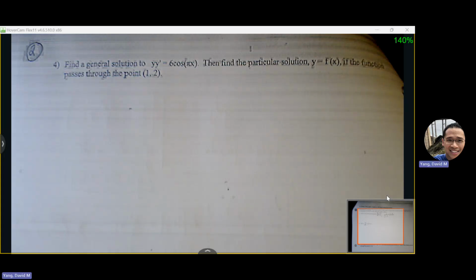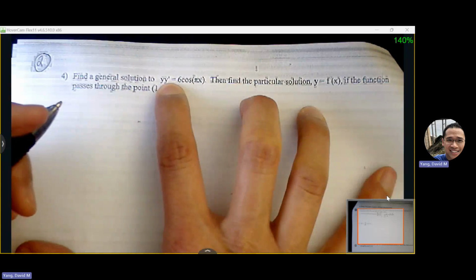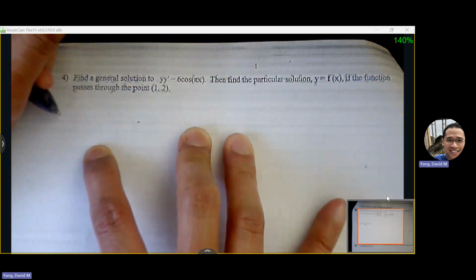Find a general solution for y prime equals 6 cosine of pi x. Then find a particular solution. So let's go ahead and rewrite that y prime as dy dx.